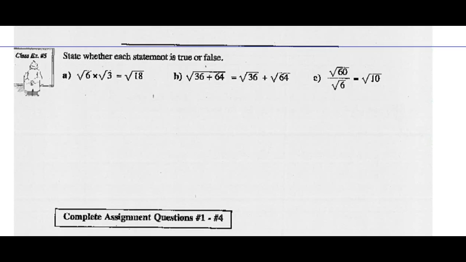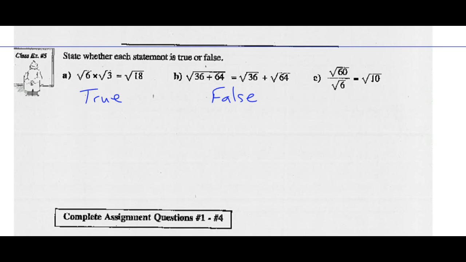So state whether each of the following is true or false. Radical 6 times radical 3 is radical 18. Yes, that's a true statement. From above, that's exactly what it says. However, the square root of the sum of two numbers is not the same as the sum of two square roots, so this is false.